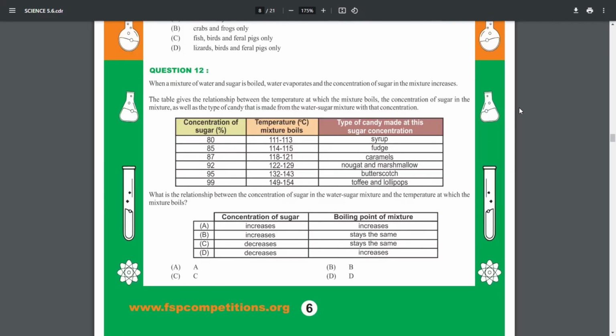Question 12. When a mixture of water and sugar is boiled, water evaporates and the concentration of sugar in the mixture increases. The table gives the relationship between the temperature at which the mixture boiled, the concentration of sugar in the mixture, as well as the type of candy that is made from water-sugar mixture with that concentration. What is the relationship between the concentration of sugar in the water-sugar mixture and the temperature at which the mixture boiled? The correct option is A. Concentration of sugar increases, boiling point of mixture increases.